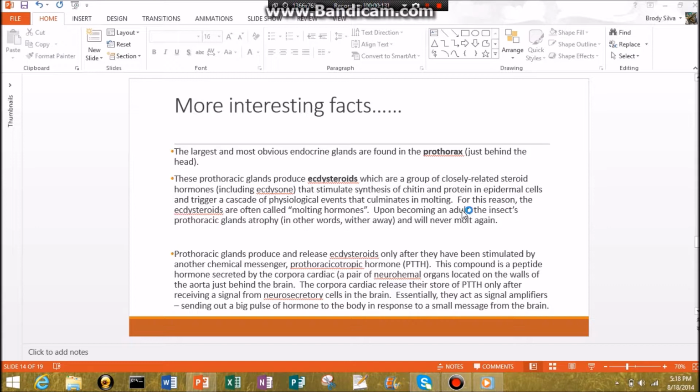Prothoracic glands produce and release ecdysteroids only after they've been stimulated by yet another chemical messenger hormone. And this is a big one. This is a very important hormone. It's known as prothoracicotropic hormone, or PTTH. This compound is a peptide hormone secreted by the corpora cardiaca, which are neurohemal organs located on the walls of the aorta, just behind the brain.